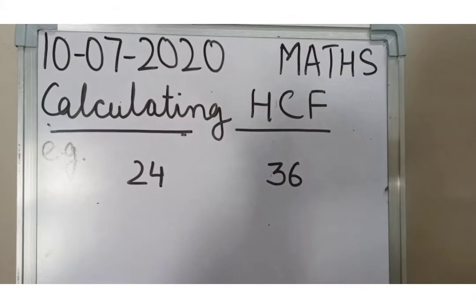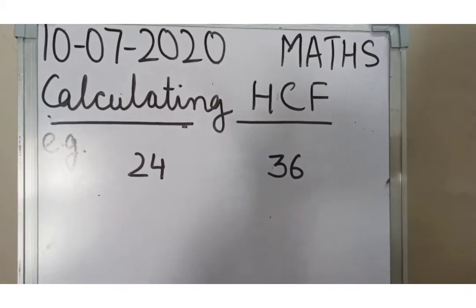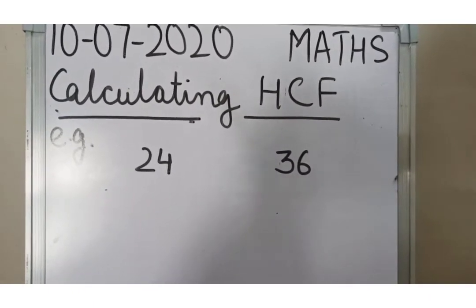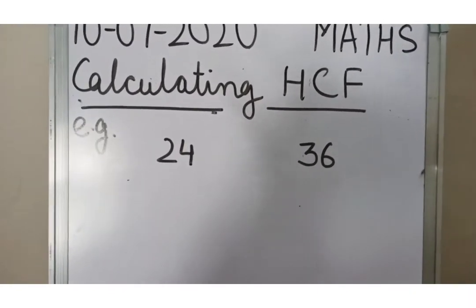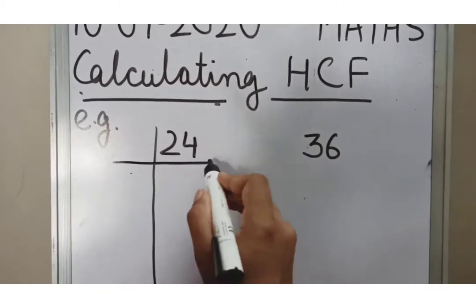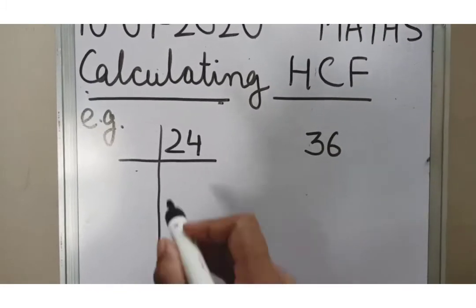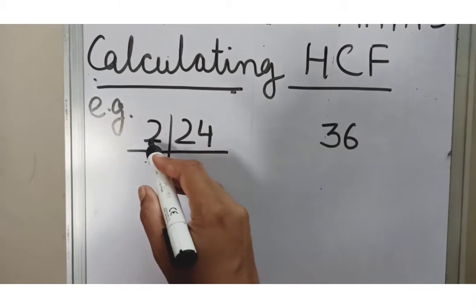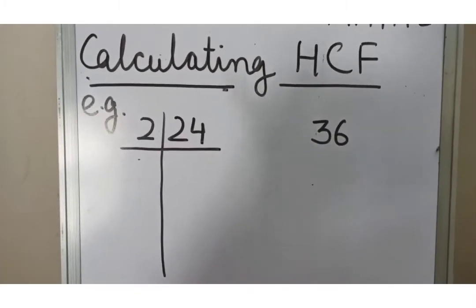Now, here we are going to calculate the HCF of two numbers, 24 and 36. And we are going to use the method of prime factorization. Remember, we have already done prime factorization, in which we use only prime numbers. So the first prime number is 2, and since we know it's an even number and the divisibility rule of 2 is also very clear to us, we can divide it by 2.